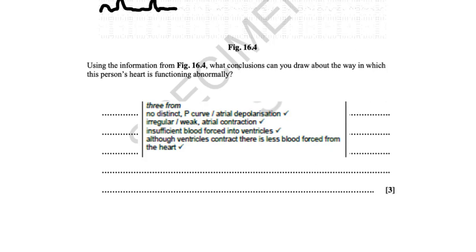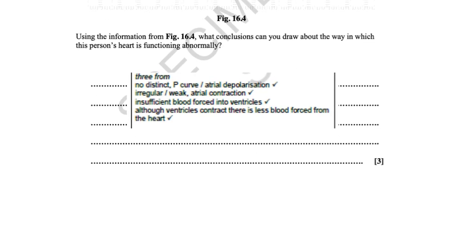What conclusions can you draw about the way in which the person's heart is functioning abnormally? You've got to connect the P curve to the lack of atrial depolarization. You've got to link that to a weak atrial contraction, therefore less blood would be forced into the ventricles, and the ventricles contract normally, but less blood would be forced from the heart because there's a lack of atrial depolarization, because you can't see the P wave working as well in that ECG.